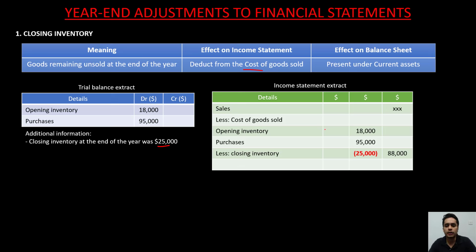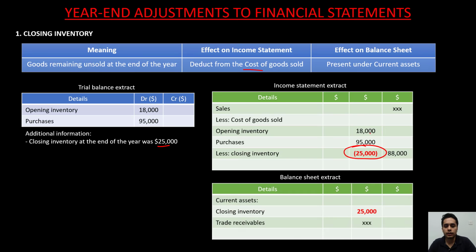Now in the income statement, if you realize, when calculating the cost of goods sold, this is deducted to arrive at the net cost. Okay. And in the balance sheet, closing inventory is shown under the current assets section.